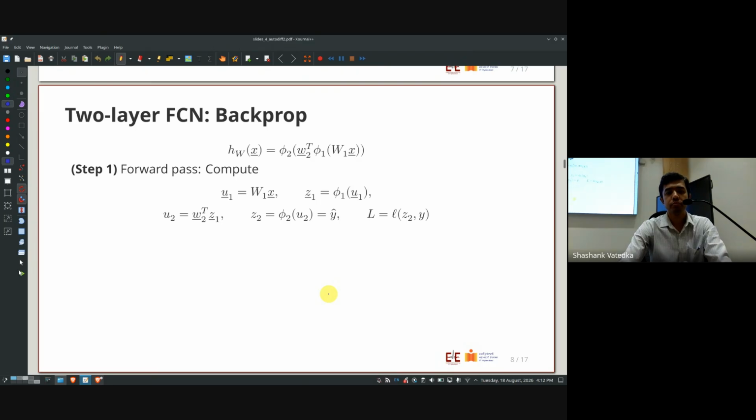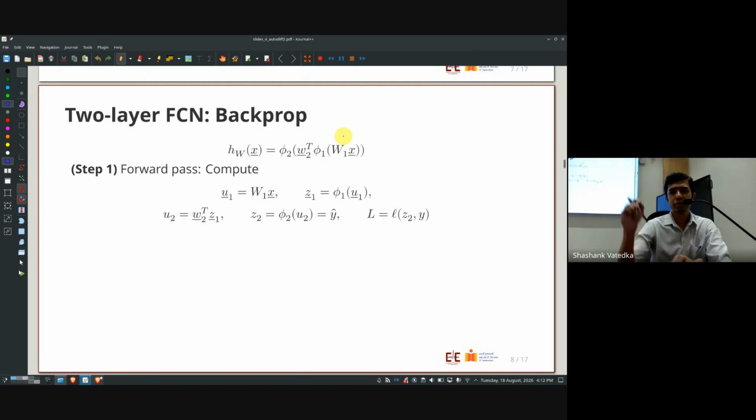All right. So how would we generalize this to a two-layer fully connected network? We saw that briefly, at least, if not completely, in the last class. So we have h_W(x) to be phi2 of W2 transpose of phi1 of W1 x. And our goal is to compute the partial derivative of L of h_W(x) with respect to the elements in W2 as well as the elements in W1.